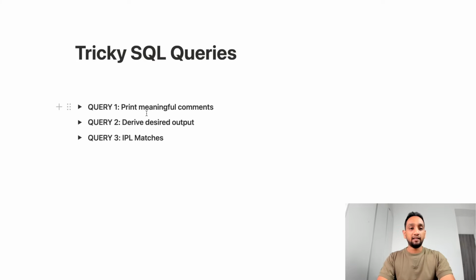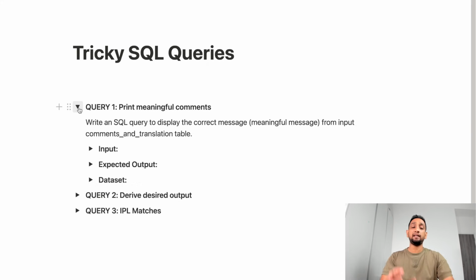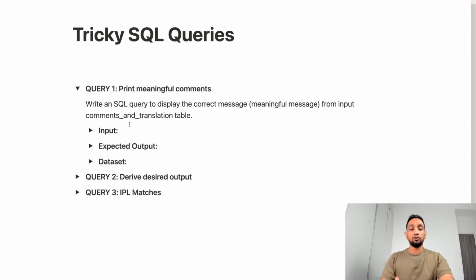So these are the 3 SQL queries that we will be solving in this video. The first one is the print meaningful comment. So let's start by just looking at the first question. I have this question mentioned here, and I'm going to show you the input, the expected output and the data set before we actually solve this query.